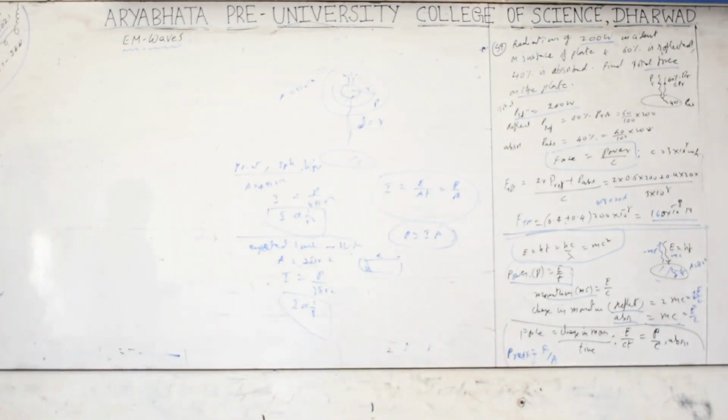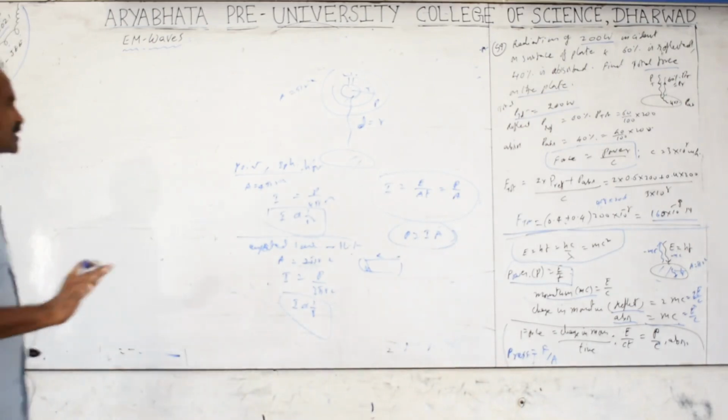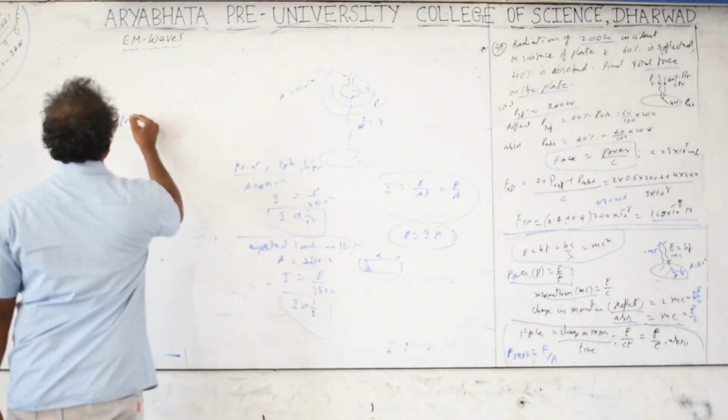Additional terms given in your notes, that is the Poynting vector I told you, that is not required for CET. Poynting is the name of the scientist.